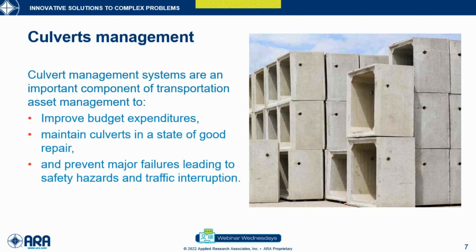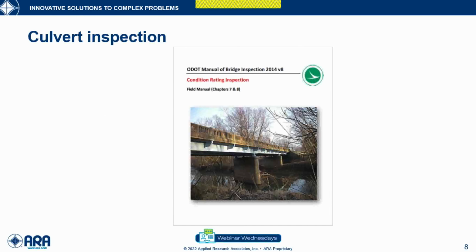As shown here in the slide, this is not an extensive list, but in general, I would like to indicate that culvert management systems are critical in improving budget expenditures and allocation, maintenance scheduling, and preventing major failures, as mentioned earlier. Now, the main core of any management system, for that matter, is basically the inspection records that are used to assess or describe the condition of the assets that are being considered.